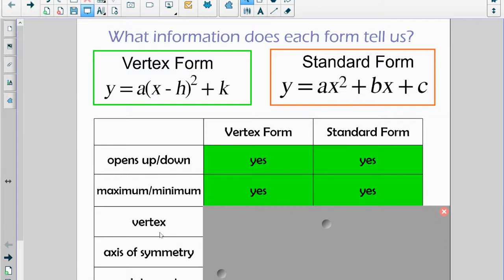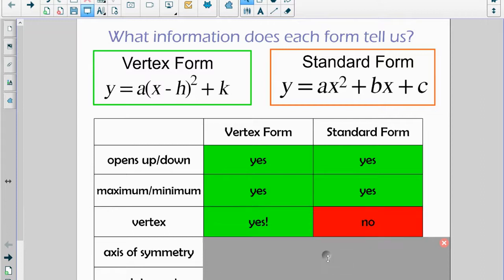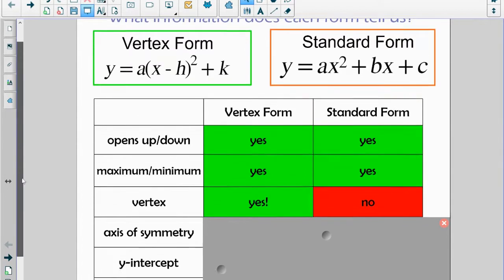Now, the vertex of the parabola can be easily found in vertex form. It's just the numbers that are in these positions. It's the h and the k from vertex form. In standard form, you can find the vertex, and we did that in the previous lesson. It's just a little bit more complicated, where we have to actually use the values of b and a with that formula to find it. So it's not as easy to find. It doesn't tell us directly what that vertex is, even though you could find it if you wanted to. But vertex form is much easier if you're just looking for the vertex.